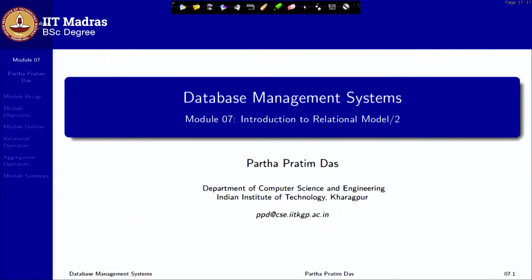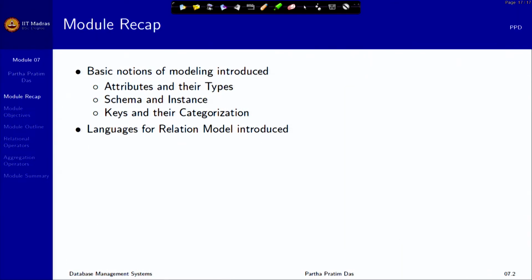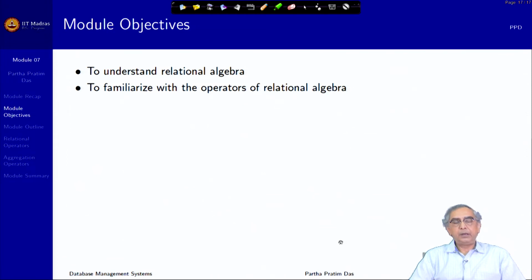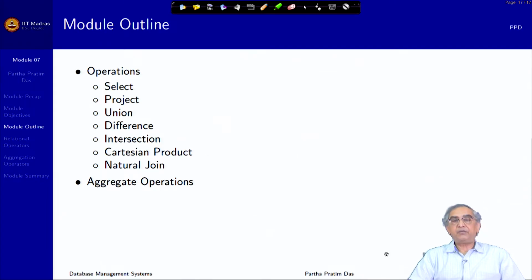In the last module, we got started talking about specific details of the relational model. In that, we introduced the basic notions of attributes, their types, relational schema and instance, and keys and their categorization. And we just talked about a glimpse of the languages that a relational system will have. We will continue on that in this module, and we will try to understand relational algebra, the first language for handling queries, in greater depth. Particularly, we talk about its operators in detail. So, these are the list of operators that we will specifically discuss one by one. So, let us get started.